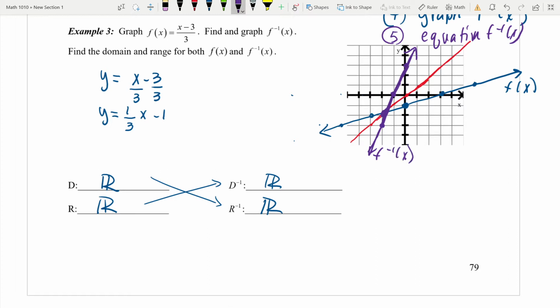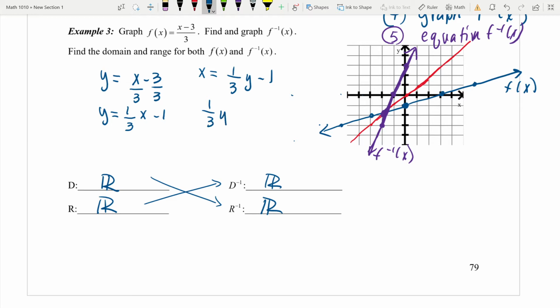Okay. The next thing I'm going to do is find that equation. Don't find the equation from the graph, do it algebraically. So y equals becomes x equals, and the x becomes a y. Then solve it for y. So move your 1 over.